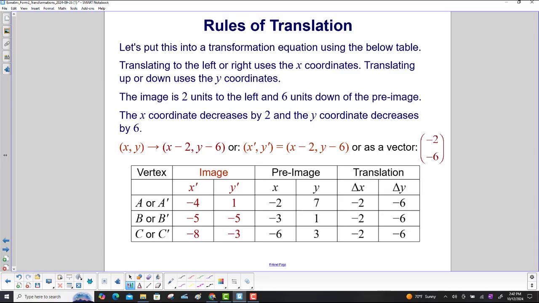Let's put this into a transformation equation using the below table. Translating to the left or right uses the x coordinates. Translating up or down uses the y coordinates. The image is 2 units to the left and 6 units down of the pre-image. The x-coordinate decreases by 2 and the y-coordinate decreases by 6. So we have x comma y changing to x minus 2 comma y minus 6, or the new image location x prime y prime is x minus 2, y minus 6, or we can express it as a vector where we have minus 2 over minus 6.